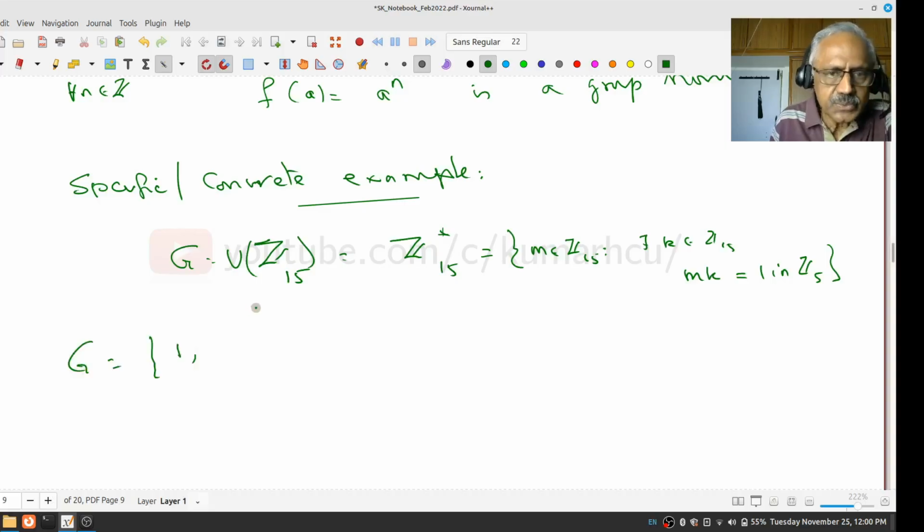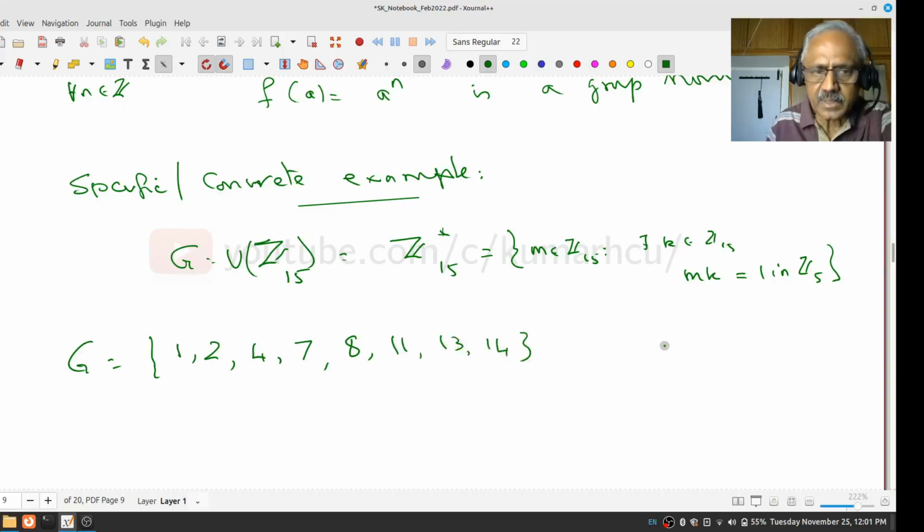Therefore, what is G? 1 is relatively prime to 15. 2, yes. 3 is not. 4 is there. 5 is not. 6 is not. 7, yes. And 8, yes. 9, no. 10, no. 11, yes. 12, no. 13, yes. 14, yes. So 1, 2, 3, 4, 5, 6, 7, 8 elements.